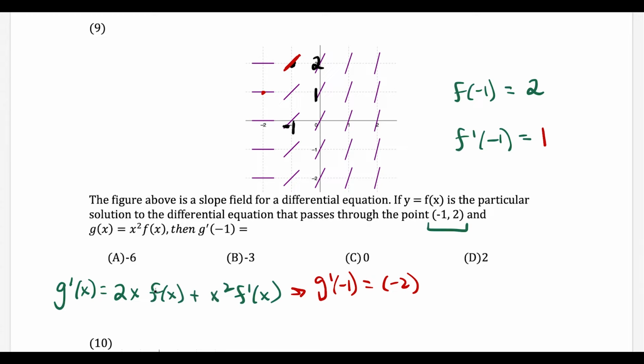And then we're multiplying by, we have f of -1. And then we have plus -1 squared is 1. And then we have f prime of -1 like this. So now we just plug in. This is going to be -2 times f of -1 is 2, plus f prime of -1 is 1. So this is going to give us -4 plus 1, which is -3, and that's going to match choice B.